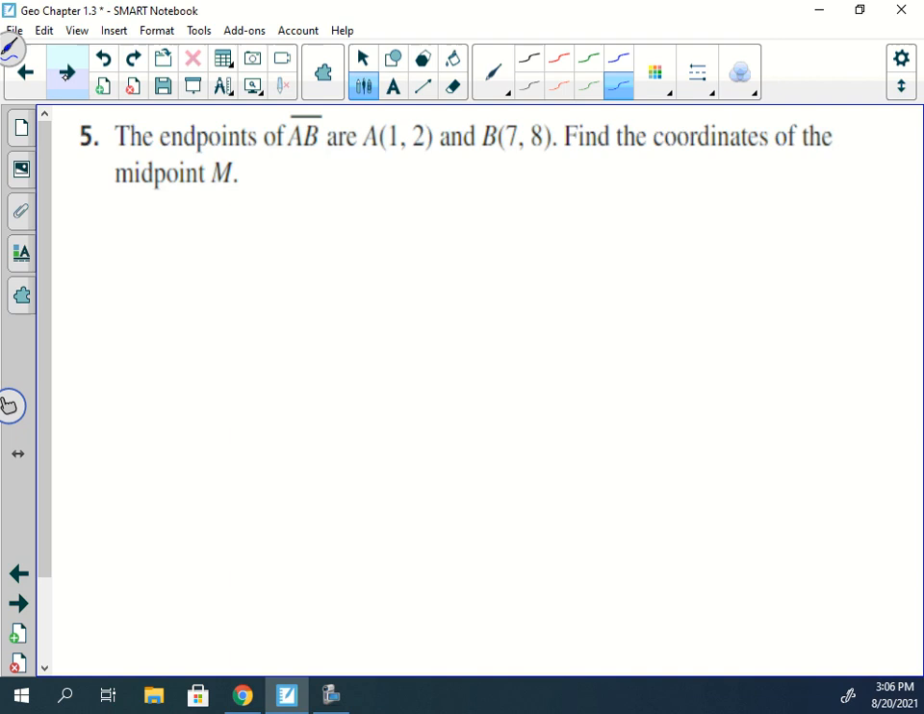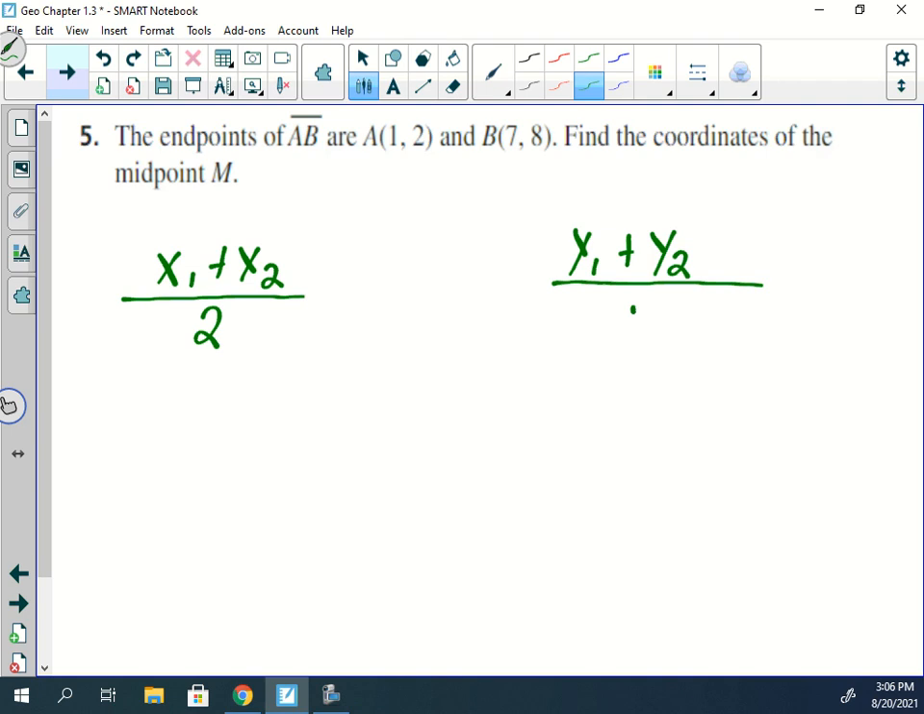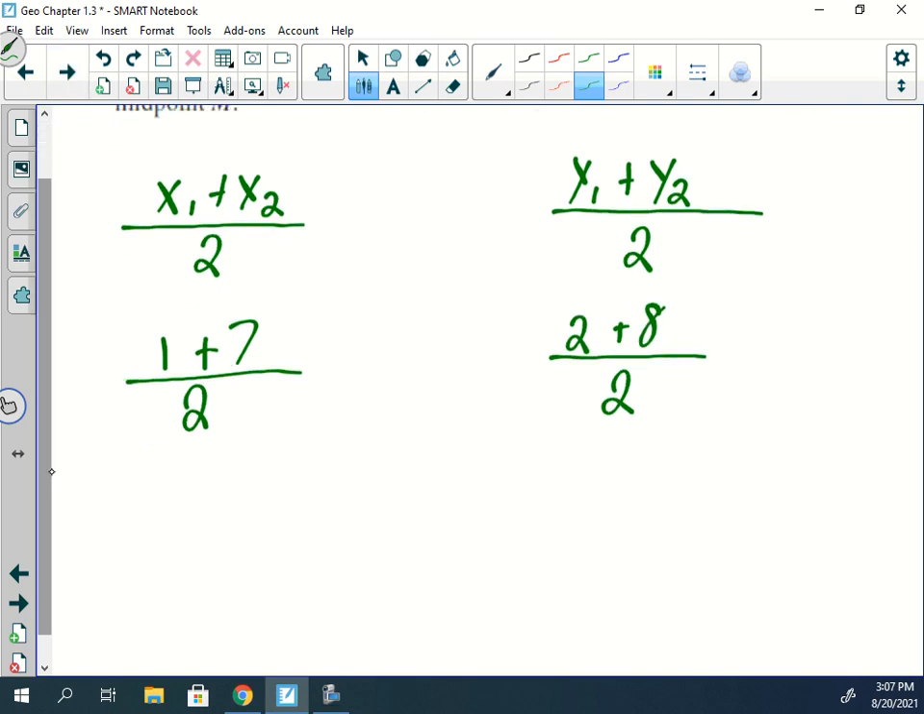So looking at this here, again, we're going to be using this formula for the midpoint: x1 plus x2 divided by 2, and y1 plus y2 divided by 2. To find the midpoint, we plug in the x values and the y values to find the x and y value of the midpoint. When we look at our points, we're given 1, 2, and 7, 8. So we take the x values from these two points, which are 1 and 7, and the y values are 2 and 8. Once we plug the x values into the x spots and the y values into the y spots, we simplify these down.